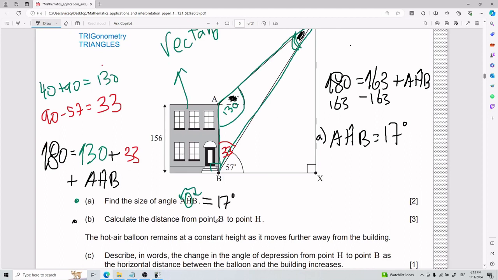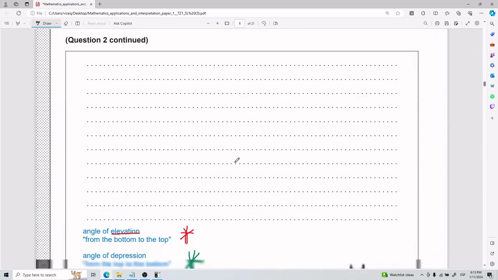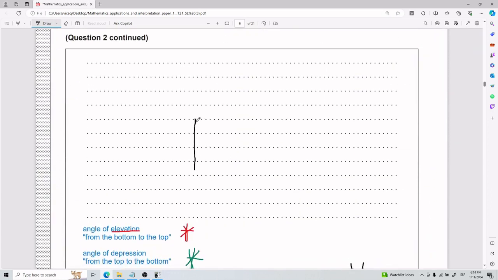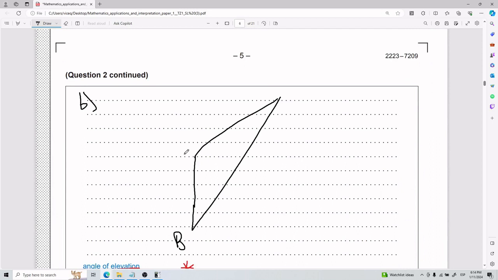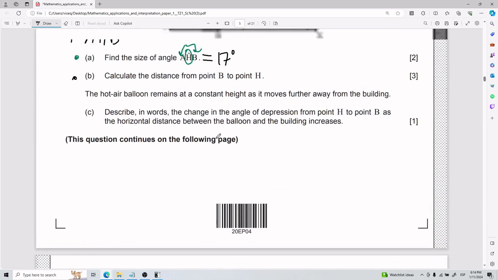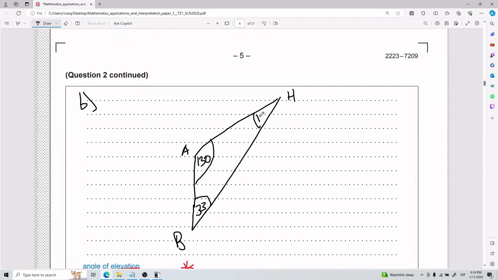For part B, we need to calculate the distance from point B to point H. So now I'm pulling out this triangle that goes like this. This is for part B. I have the point B, the point A, the point H. I know that this angle we said was 130, if I'm not mistaken. This one right here is 33. And what I just got from part A, this is 17.